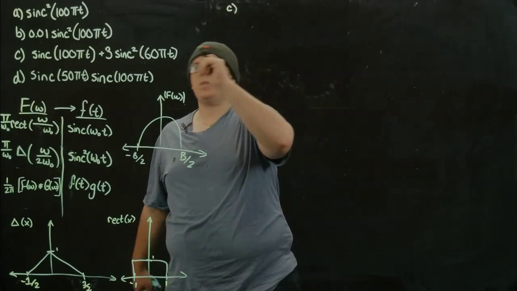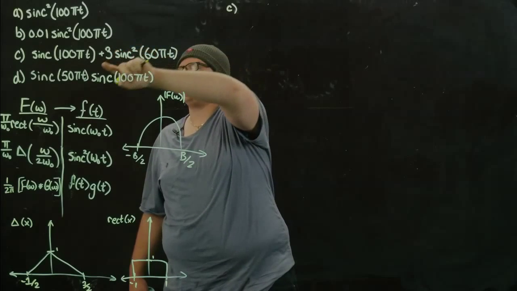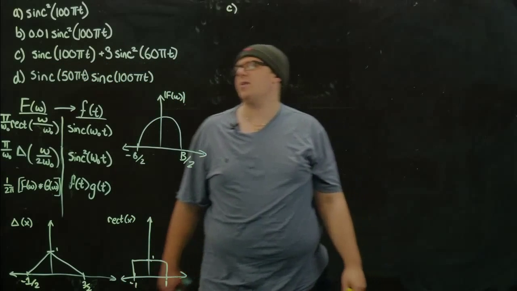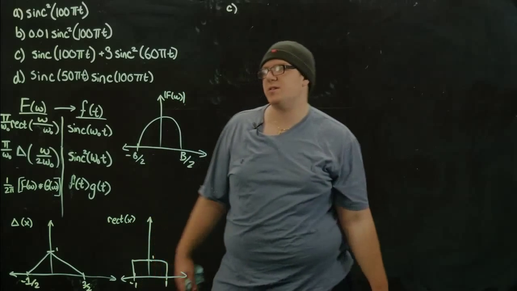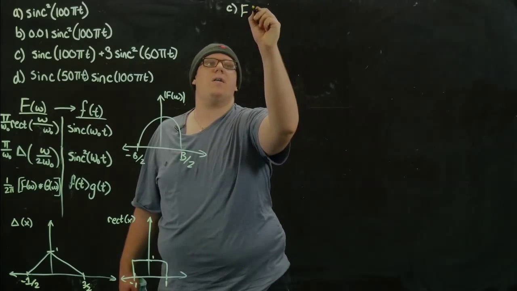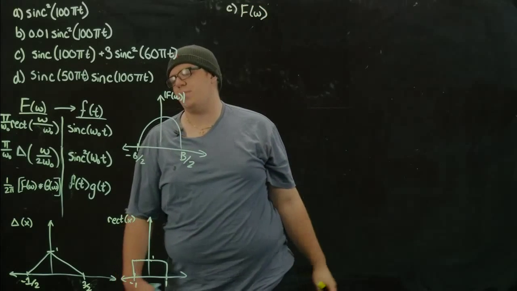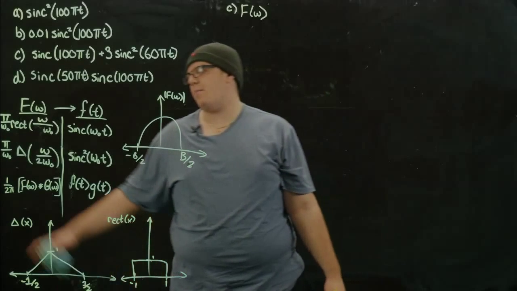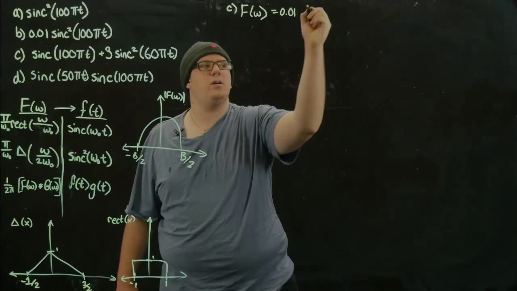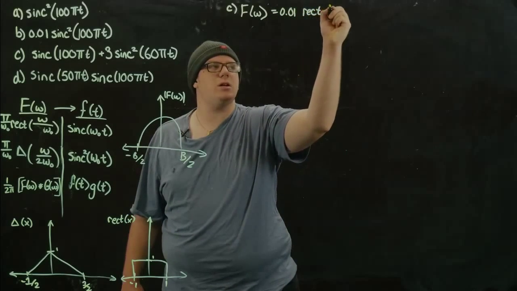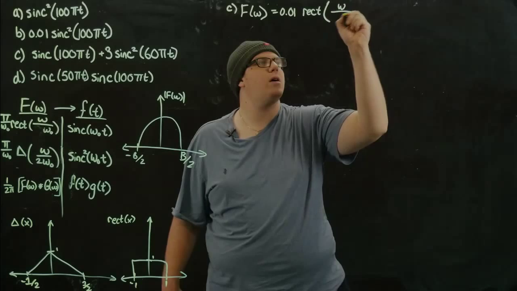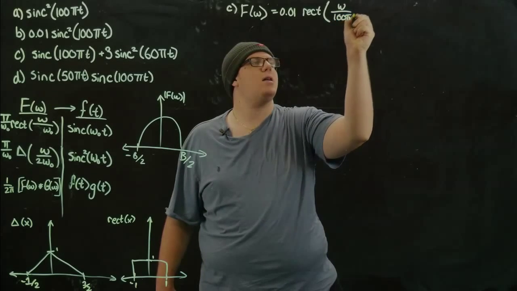If we were to take the Fourier transform of a linear combination, it's a linear combination of the Fourier transforms due to the linearity property of the Fourier transform. So if we take the Fourier transform of sinc squared of 100 pi t, we get pi over omega 0, so that would be 0.01 times the rectangle function of omega over 100 pi. And that's that first one.